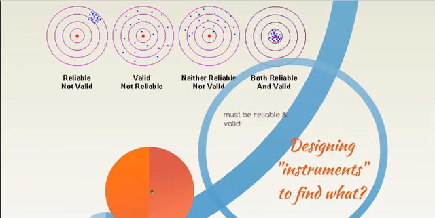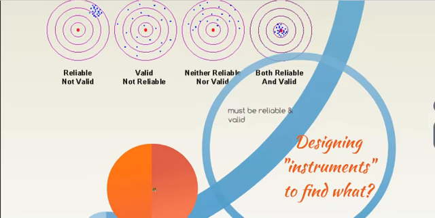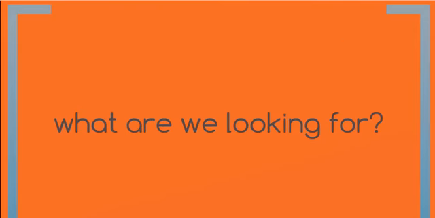Well, we look at designing instruments to find out something. If we're looking at IQ, we have IQ tests. If we have motivation we're interested in, we have motivation tests. If we're looking to measure some aspects of personality. And these instruments, we call them, have to be reliable and valid. But what exactly are we looking for?